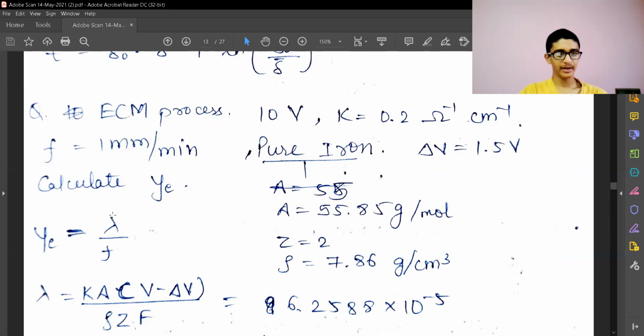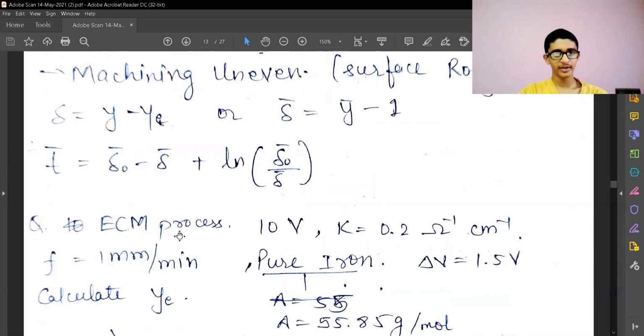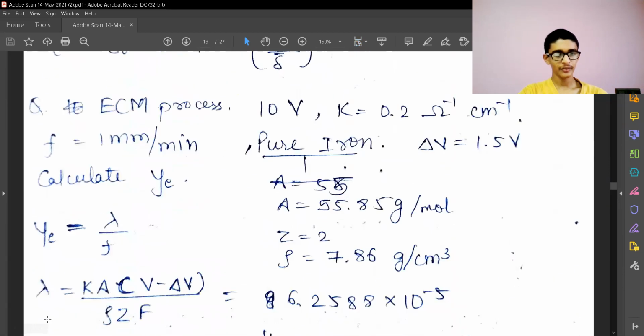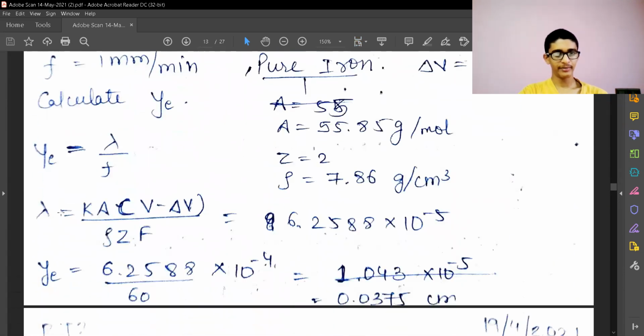So YE will be lambda by F, using the constant feed rate approach. I need to find lambda, so that is Ka (V minus delta V) upon rho ZF. I have got the value of lambda, and using that YE will be 0.0375 centimeters. So this is the final gap I'm going to achieve in my ECM process.